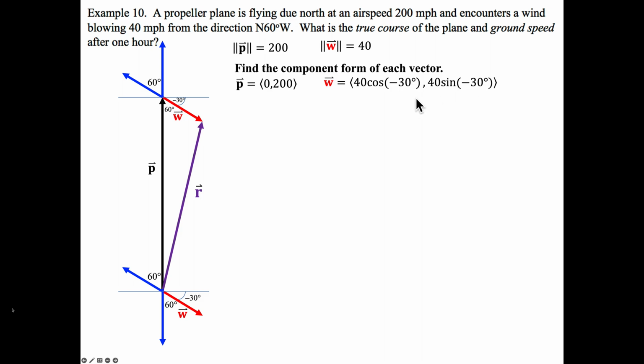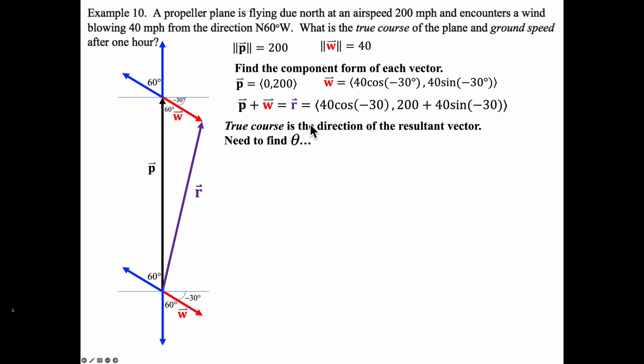All right, so again, we can add those two vectors together. 0 plus 40 cosine of negative 30 degrees. If you don't want to put in the degree symbol, that's fine. 200 plus 40 sine of negative 30 degrees. That's my resultant vector. The true course is the direction of the resultant vector, so we need to find theta.